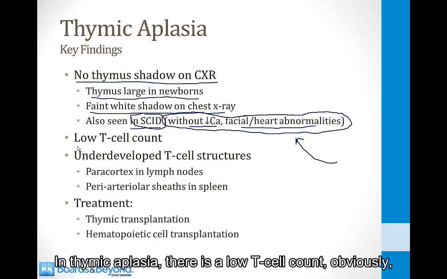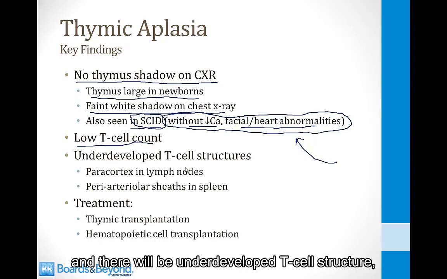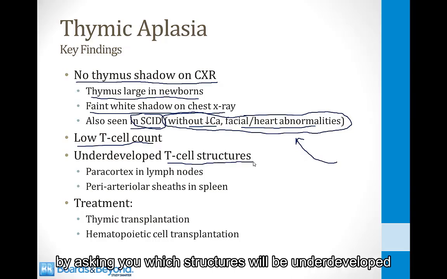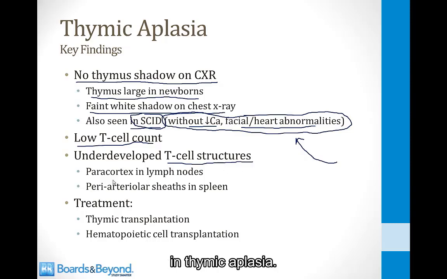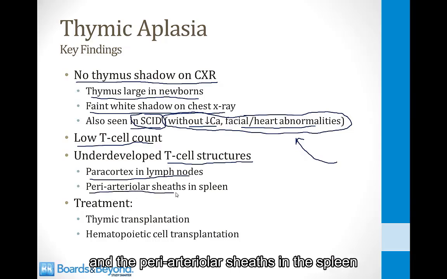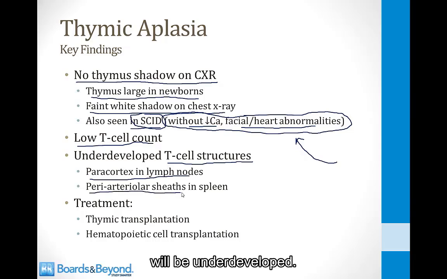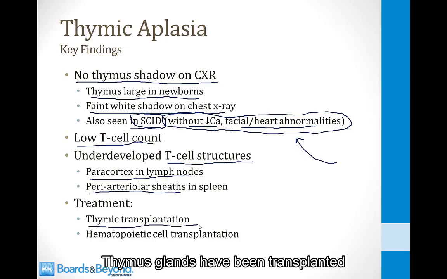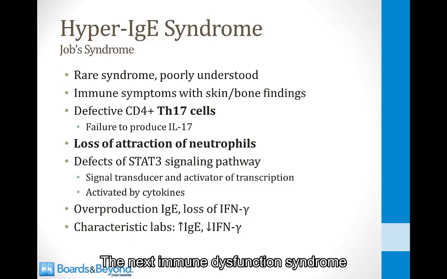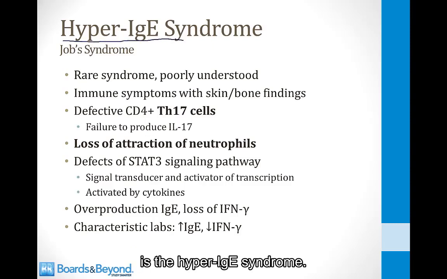In thymic aplasia, there is a low T cell count, obviously, and there will be underdeveloped T cell structures. The boards like to see if you know where the T cells live by asking you which structures will be underdeveloped in thymic aplasia. So the paracortex of the lymph nodes will be underdeveloped, and the periarteriolar sheaths in the spleen will be underdeveloped. There are two treatments that have been used for this condition. Thymus glands have been transplanted in a small number of cases, and then sometimes hematopoietic stem cell transplantation has been done. The next immune dysfunction syndrome is the hyper-IgE syndrome.